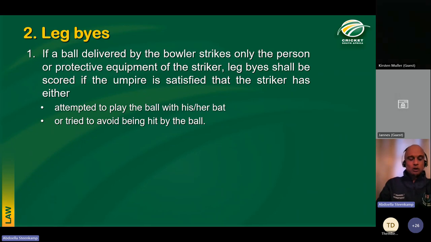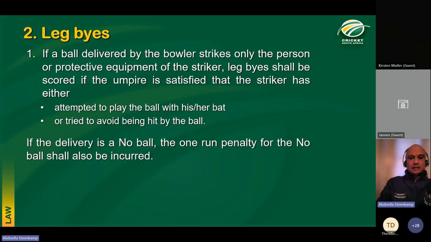That's the first reason. Or try to avoid being hit by the ball. An example of this: the bowler bowls a bouncer and the striker ducks, trying to avoid being hit by the ball. If the ball should then strike the person, or let's say goes against the helmet, that meets the condition of a leg bye, and any run scored from that delivery will be captured in the scorebook as leg byes. So again, to summarize, the ball strikes any part of the person or the protective equipment, but under these conditions: the striker must attempt to play the ball with the bat or try to avoid being hit by the ball. If that is the case, leg byes can then be scored.